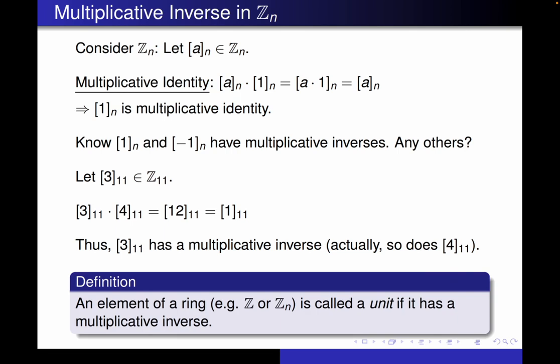So once we get to the definition of a ring, our 2 examples right now are the integers and Zn. An element of that ring is called a unit if it has a multiplicative inverse.